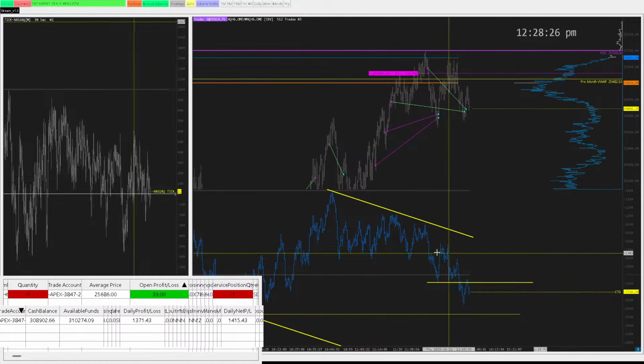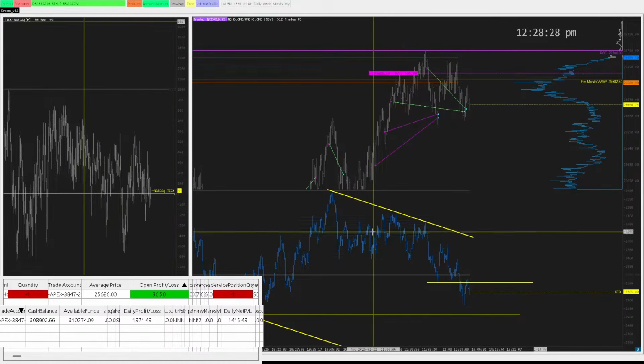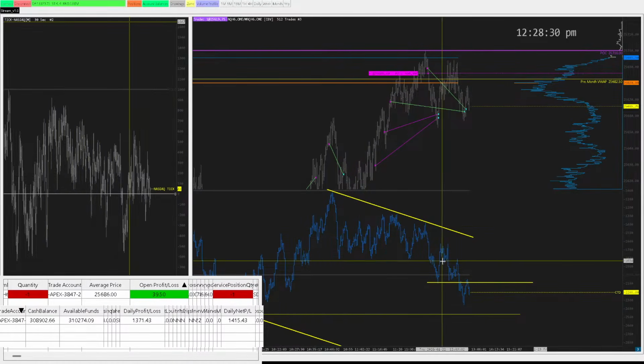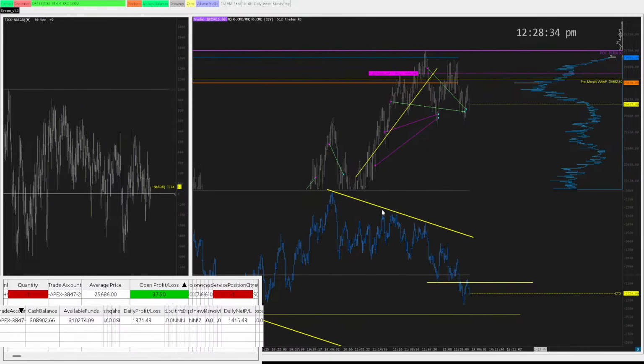You guys can see that divergence in the order flow, right? Like if I were to draw a curved line, price did this, and the order flow just did that. You could see aggressive selling.